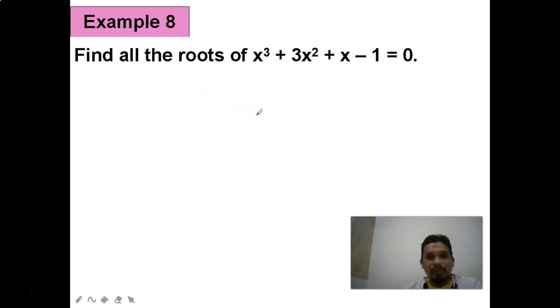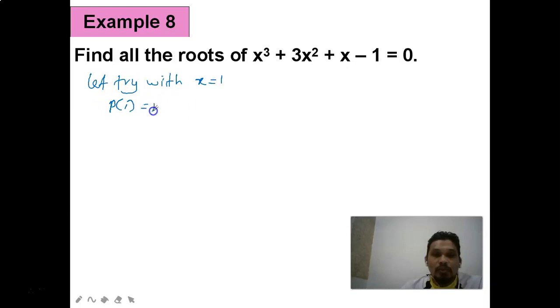Example A. Find all the roots of this polynomial of x cubed plus 3x squared plus x minus 1. Okay, for this question, it did not give you any single roots or zeros, meaning we need to find at least one of the roots by inspection or by trial and error. So let's try with x equal to 1.